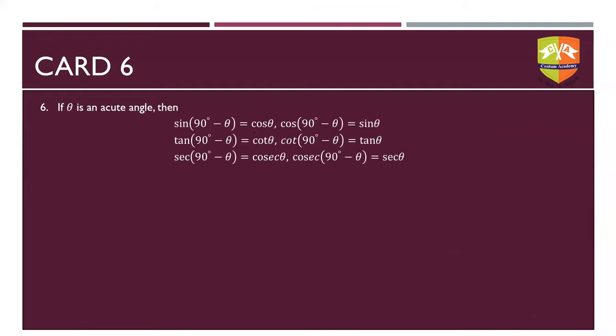Sine of 90 minus theta is cos theta, and cos of 90 minus theta is sine theta. Tan of 90 minus theta is cot theta, cot becomes tan, secant becomes cosecant, and cosecant becomes secant. So you can change the trigonometric ratio by changing the angle. Here, co means complementary to sine. Theta and 90 minus theta are complementary angles. Hence sine, cosine, secant, cosecant, tan, and cotangent relate like that. But unfortunately it has been deleted, so let's skip.